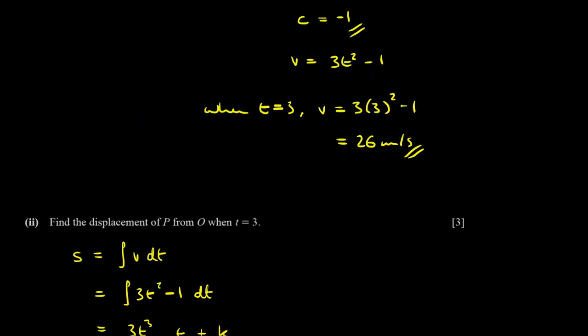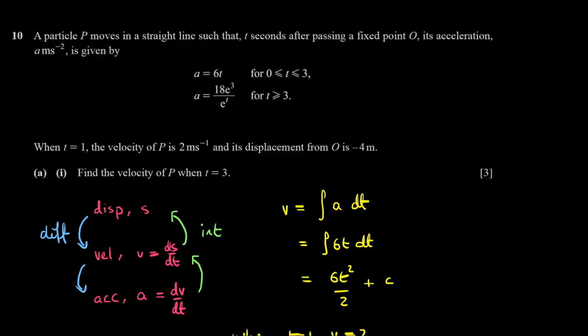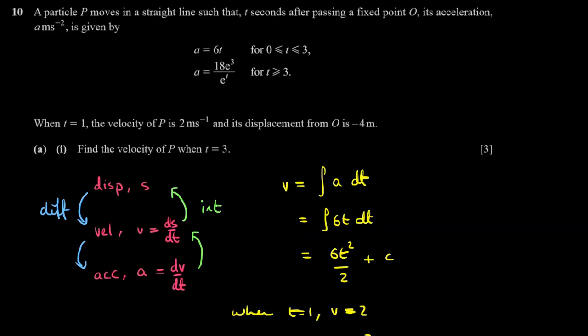Okay, so last part of this question, we are asked to find an expression for the displacement when t is greater than 0. Now we need to go back up and reference the first part of this question where we are told that the acceleration is equal to 18 e to the power of 3 divided by e to the power of t when t is greater than 3. So we're interested in this one here. Let's go and write that down.